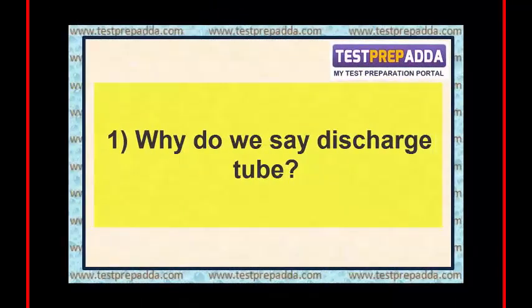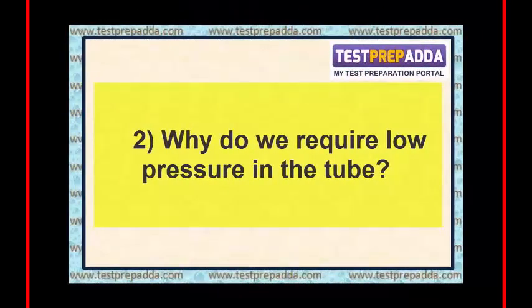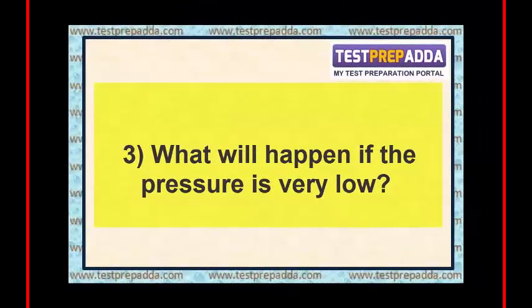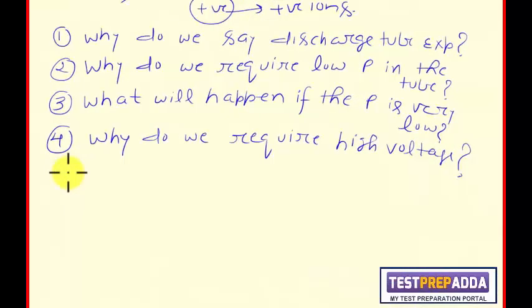Why do we say discharge tube experiment? Why do we require low pressure inside the tube? What will happen if the pressure is very low? Why do we require such a high voltage? Now, you can understand these questions only if you know the correct origin of cathode and anode rays.